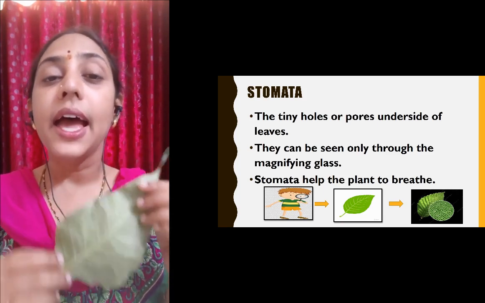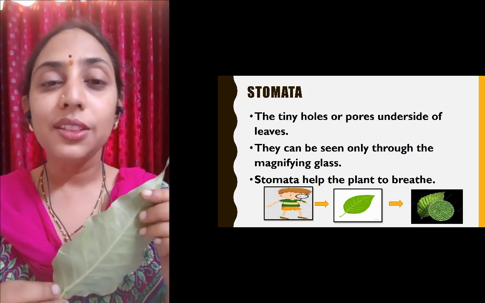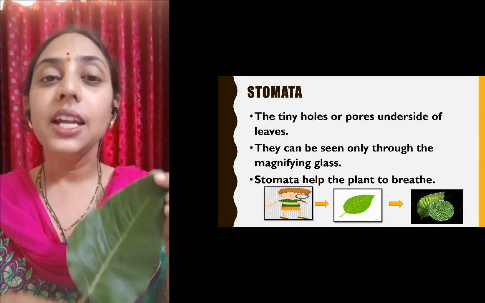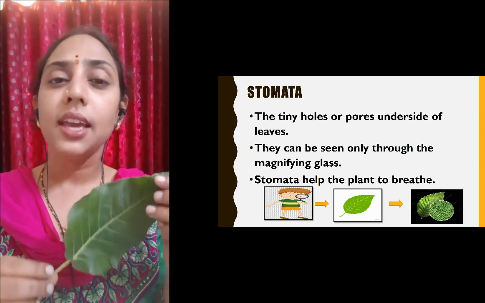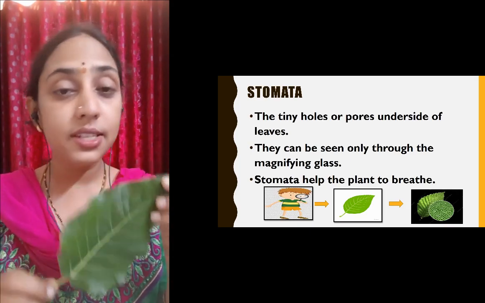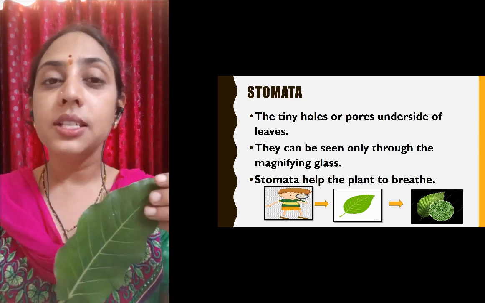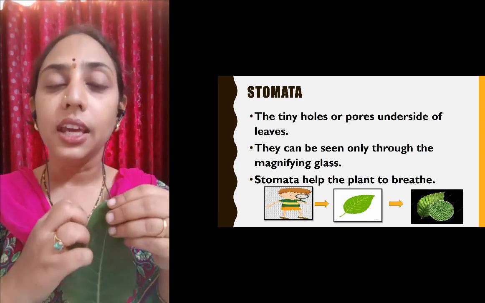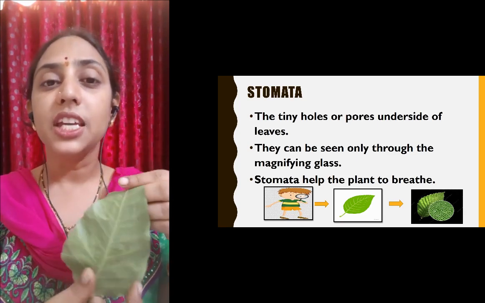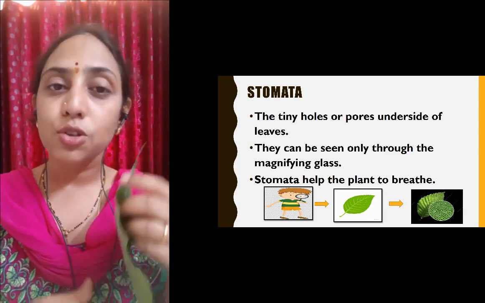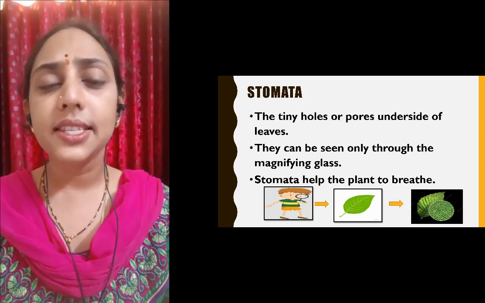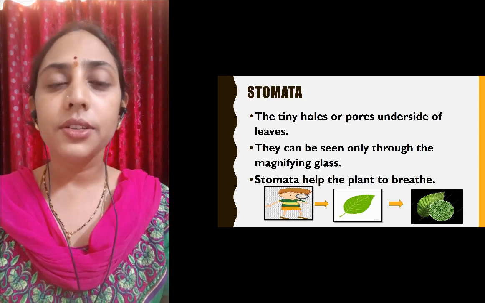The stomata helps the leaf to breathe. So stomata is an important part of the leaf, as it helps the leaf to breathe. If I say, it helps the plant in the exchange of gases. We have discussed in the earlier class also that for the process of photosynthesis, plants take in carbon dioxide and give out oxygen. All this process takes place through the stomata. So the stomata helps in the exchange of gases, that means taking in carbon dioxide and giving out oxygen.